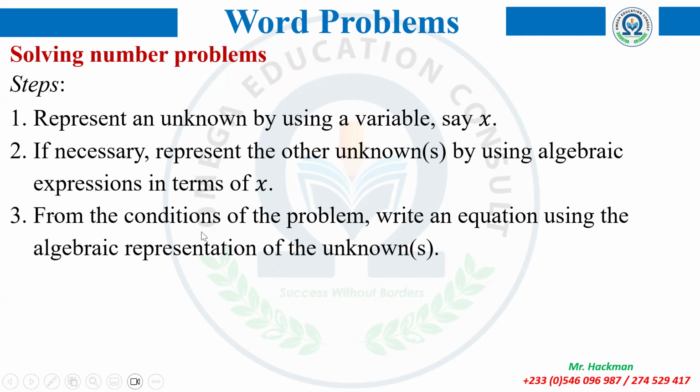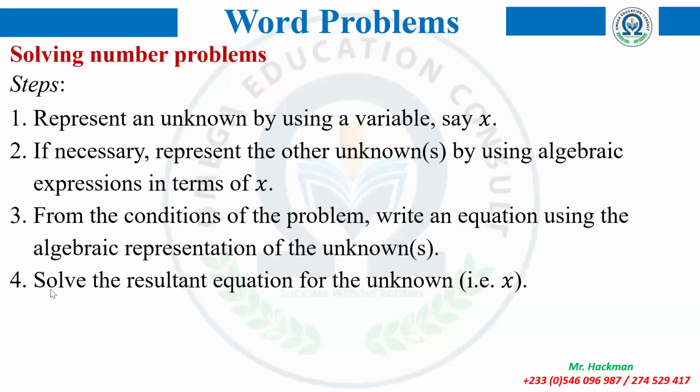Then from the conditions of the problem, write an equation, which we know how to do. Write an equation using the algebraic expressions representing the unknowns. I think there is something missing. I should have added: solve the resultant equation for your unknowns. So let me quickly pause and add that before I forget and send you your slides, which will not contain that. Give me a few seconds to do that.